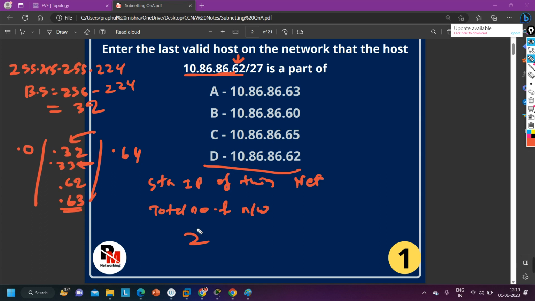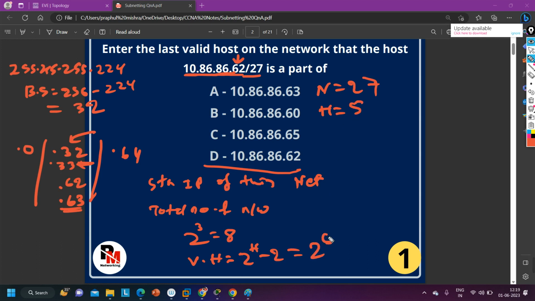Yes, 2 to the power borrow bit n, and n is 3, so it will be 2 to the power 3, that will be 8. What will be the valid host in one network? 2 to the power h minus 2. So see, /27 means there are 27 network bits, so n equals 5. So tell me what will be the value of h? It will be 2 to the power 5 minus 2. Exactly, 2 to the power 5 minus 2. Done.